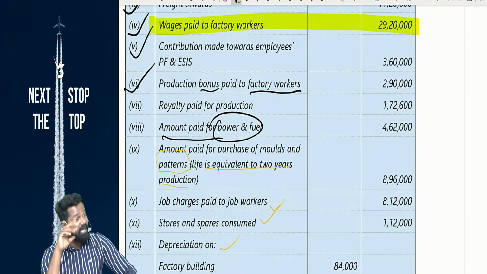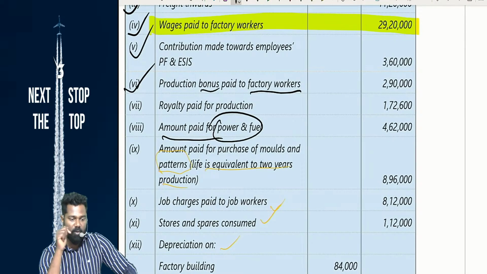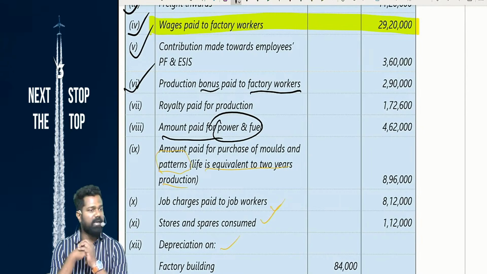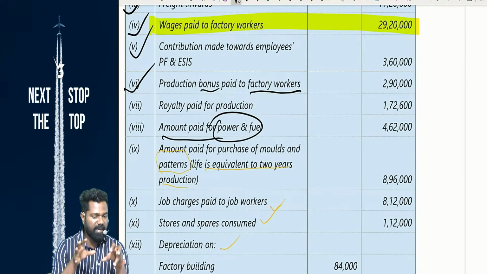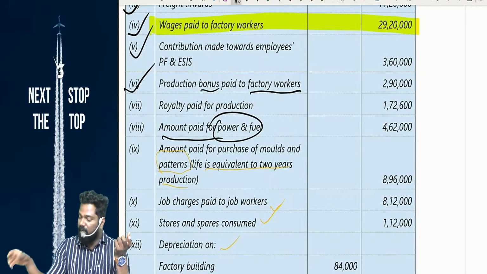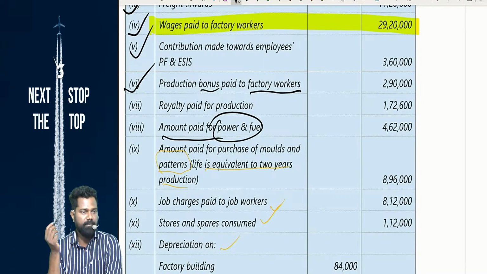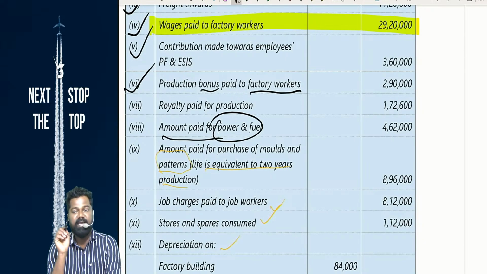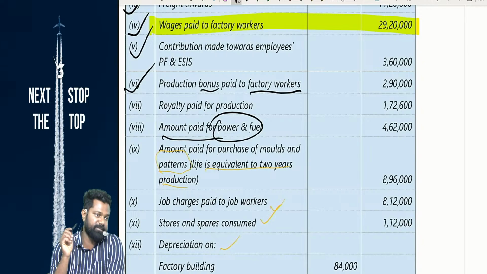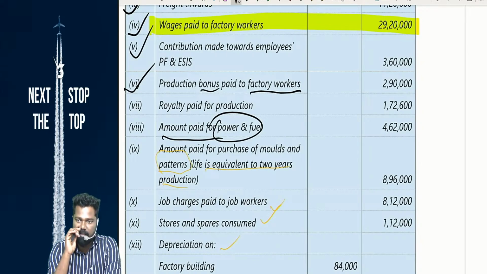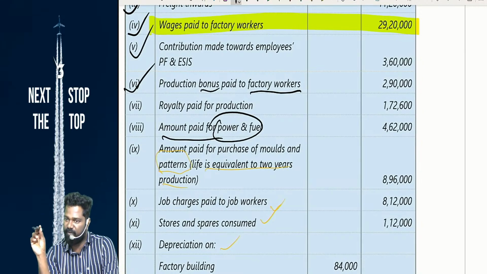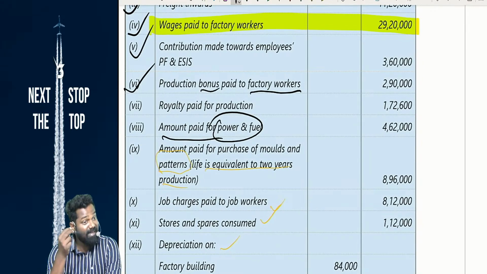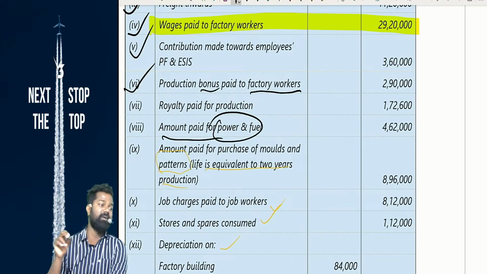But it can also be thought of in another way. My assumption can also go like this, as ICA thinks: power and fuel may be only for a particular product. If power and fuel is only for a particular product, then it is direct. Are you there or not? So don't be confused. Very simple. Since the information is incomplete, we can make an assumption. Either it goes to factory overheads, or if you feel it is directly related to a product, then it will come under direct expense.